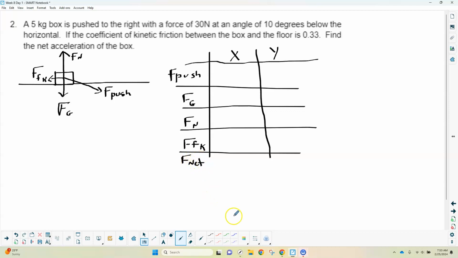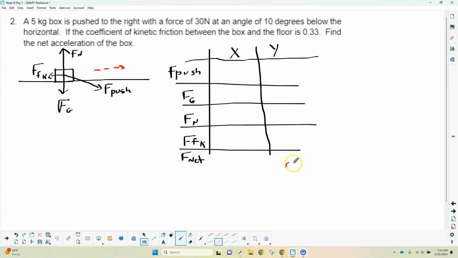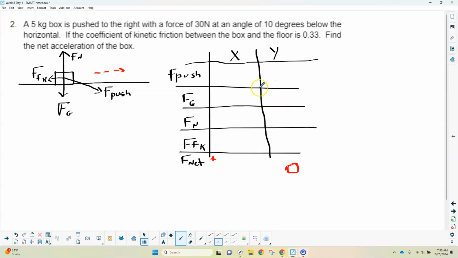If we think about this box, we realize that it's just going to go to the right. That's kind of the direction of the motion that's going to happen. So when we add up all the y forces, it's not going to accelerate in the vertical direction. So that's going to be a 0 down here. In the x, I would expect it to be positive, and my values should add up and give me a positive number. So let's go ahead and try to fill out the chart for positives, negatives, zeros.